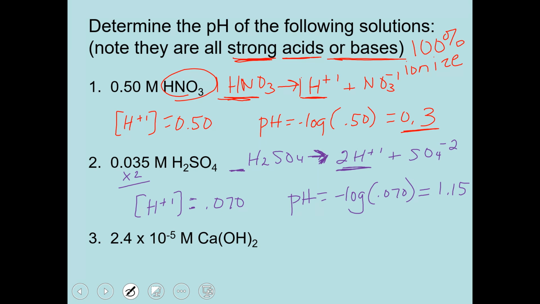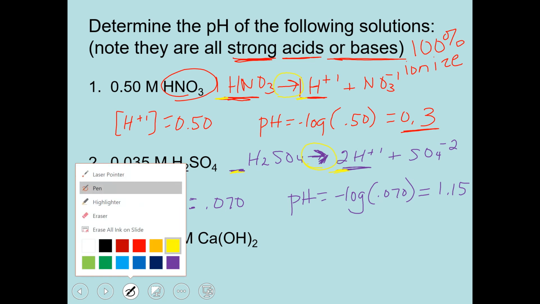Now, you might be asking, how is a weak acid different? Wouldn't I just look at how many H's there are? But remember, if it's a reversible reaction, we cannot use stoichiometry. Arrow goes one way, we can use stoichiometry.